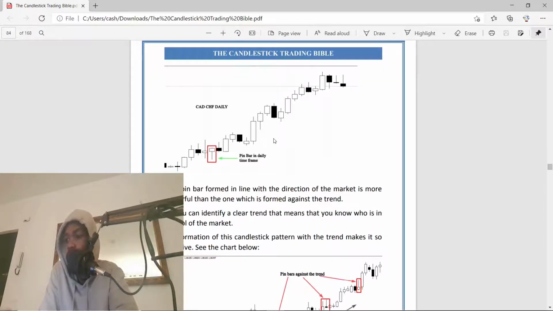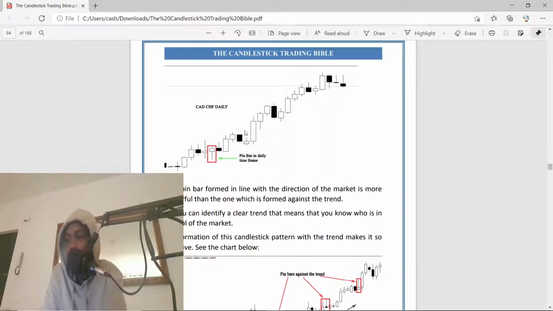So here we've got a chart, and it's basically showing us how the pinball would look on the live market. A pinball formed in line with the direction of the market is more powerful than one which is formed against the trend. If you can identify a clear trend, that means that you know who's in control of the market. The formation of this candlestick pattern with the trend makes it so effective.